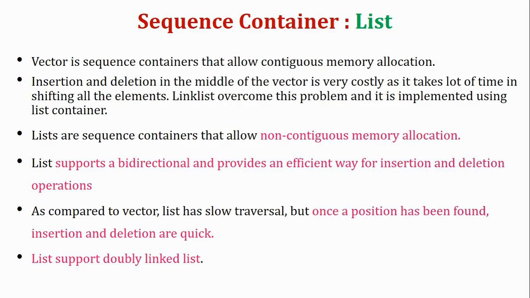The list is a sequential container that allows non-contiguous memory allocation. It supports bidirectional traversal and provides an efficient way for insertion and deletion operations. As compared to vector, the list has slow traversal, but once the position has been found, the insertion and deletion are very quick. The list supports the doubly linked list also.